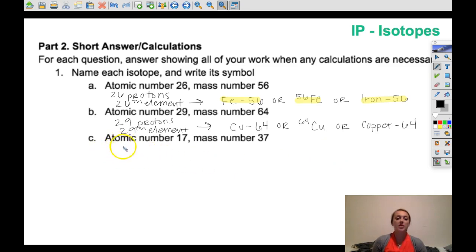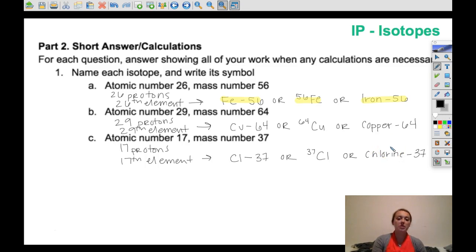This last one with atomic number 17, that means I have 17 protons. It also means that it's the 17th element of the periodic table. And after referencing my periodic table, that's chlorine, or Cl. Yep, that's not an I, it's a lowercase l. So we can put big C, little l with a hyphen 37, or we can put a 37 with a Cl after it, or we can write out chlorine with a dash and then 37 after that.